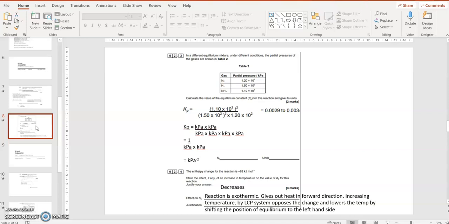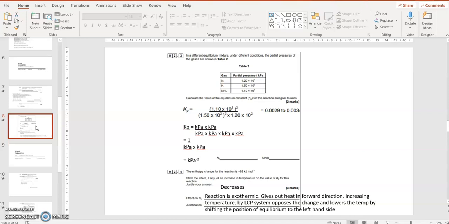The enthalpy change of the reaction is minus 92. Minus 92 means it's exothermic. State the effect, if any, of an increase in temperature on the value of Kp. If the reaction is exothermic, that means it gives out heat in the forward direction as it makes more ammonia. Increasing the temperature by Le Chatelier's principle will try to oppose this change and lower the temperature.